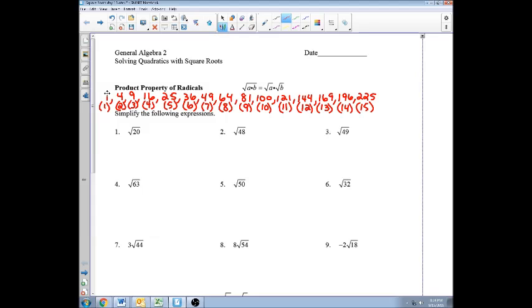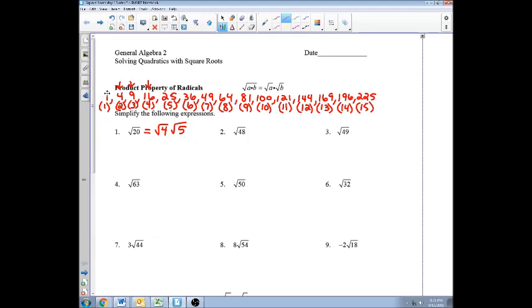So the number 20, I want to look at my list and find the next largest perfect square, so that would be 16. I'm going to see if 20 divided by 16 comes out to a whole number. It does not. So then I will move to 20 divided by 9 and see if that would work. Again, it will not. So I will try 20 divided by 4. Well, 20 divided by 4 will work. So I can rewrite this as the square root of 4 times the square root of 5, since 20 divided by 4 is 5.